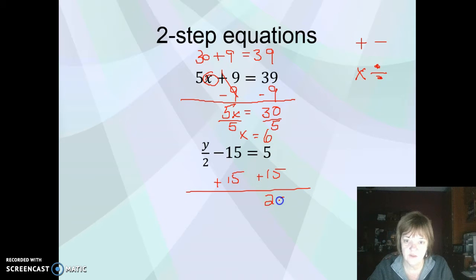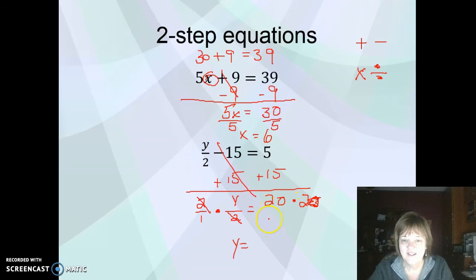That gives us 20 on this side. That goes away. And that leaves us with y divided by 2 on that side. Now, I know it's tempting to divide the 20 by 2, but don't do it. Don't fall for it. We have to multiply this side by 2 over 1 to make these cancel each other out. Okay? So that we end up with a y. But do not fall for it. Make sure you multiply by 2. Sorry, that's supposed to be a 2, not a 20.